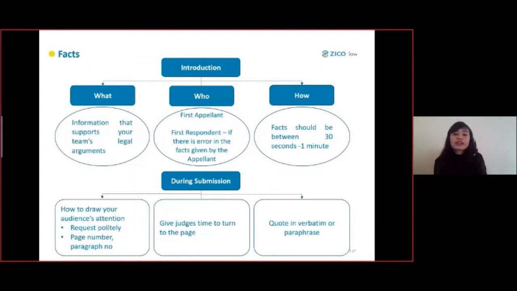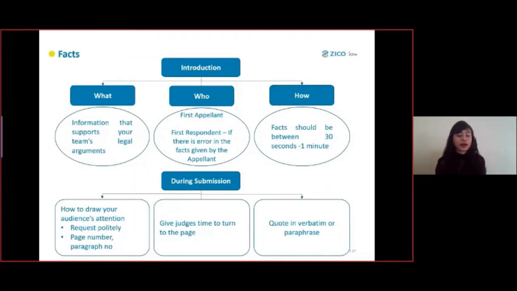Now, how should you do it? The facts should always be between 30 seconds to 1 minute. It really depends on how much facts you need to address and how long you think you can allocate for it. Now, for facts during submission, let's just go through how to address the judge's attention to the facts if you need to. So always request politely and always mention the page number and the paragraph number. One tip that I can give you is to always have a piece of paper of all the facts that you will use. Always write down the facts and then write down the page and paragraph number.